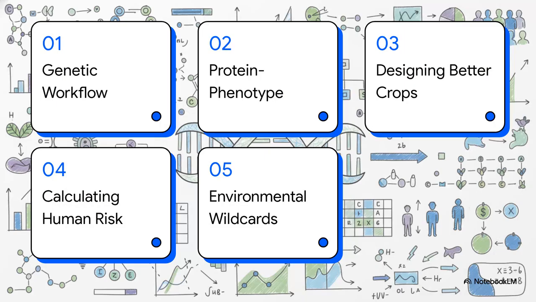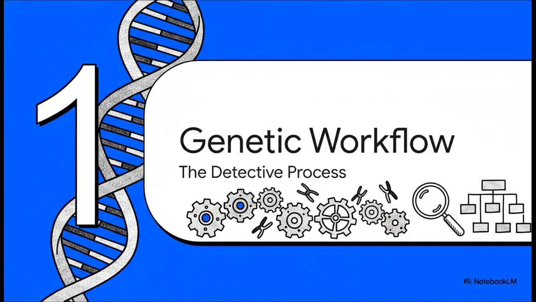Here is our roadmap for today. We'll kick things off with the genetic detective workflow, move into the protein-phenotype connection, look at designing better crops, calculate human genetic risk, and finally, tackle populations and environmental wildcards. Let's get right into it. Section 1. The Genetic Detective Workflow.